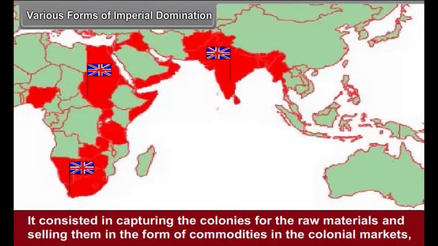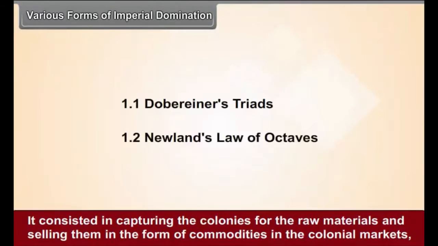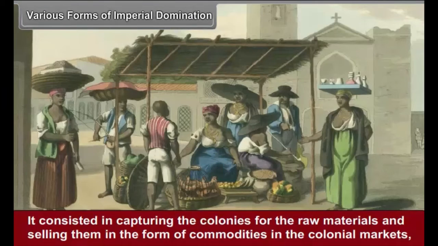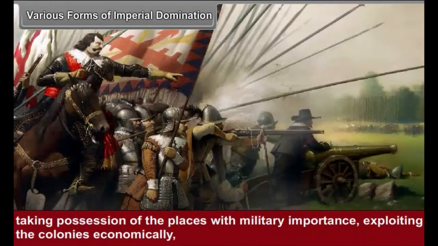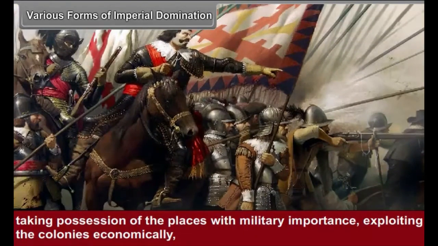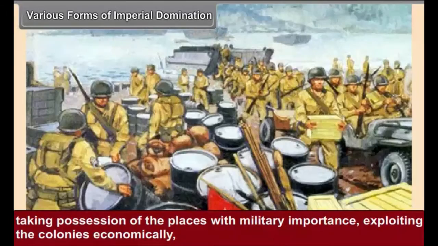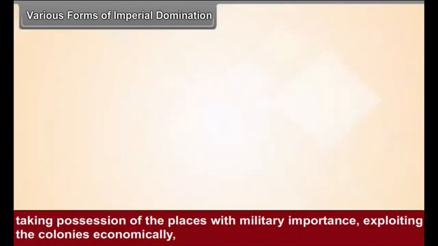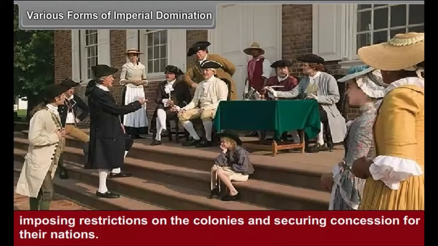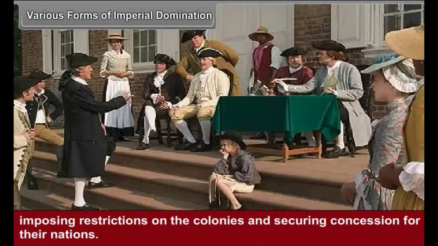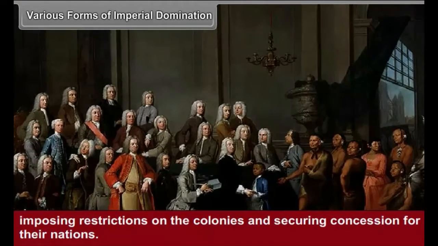It consisted in capturing the colonies for the raw materials and selling them in the form of commodities in the colonial markets, taking possession of the places with military importance, exploiting the colonies economically, improving the financial condition of the imperial nations themselves, imposing restrictions on the colonies, and securing concessions for the nations.